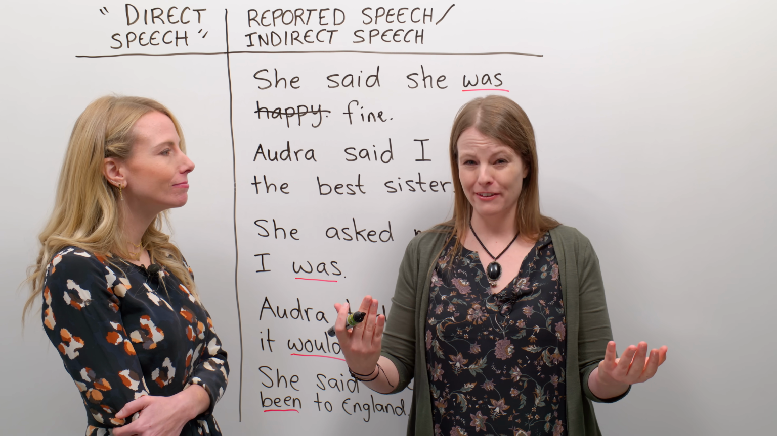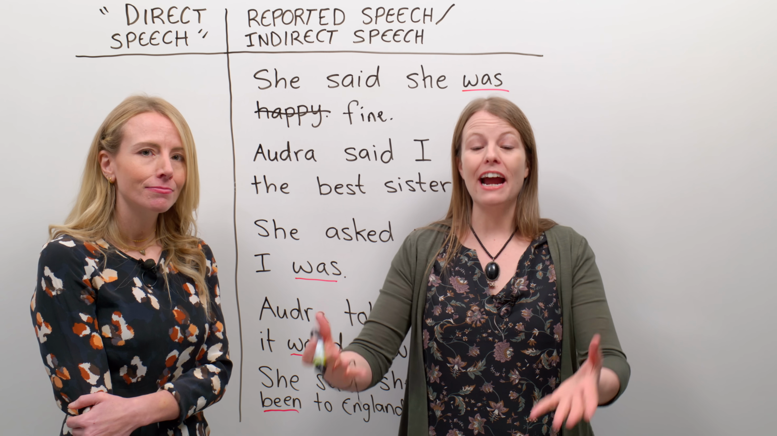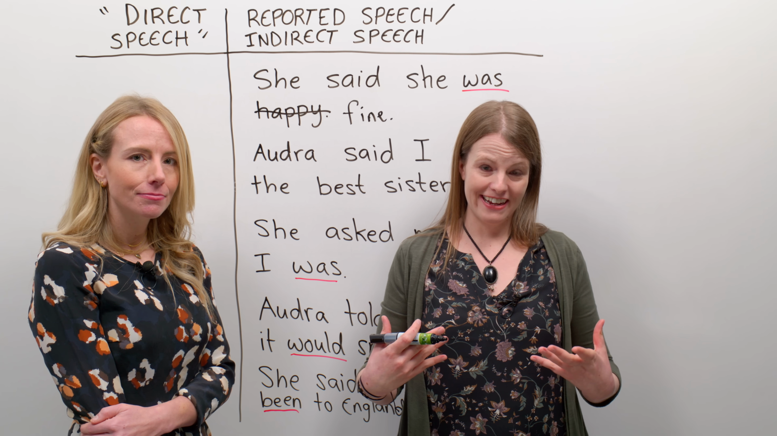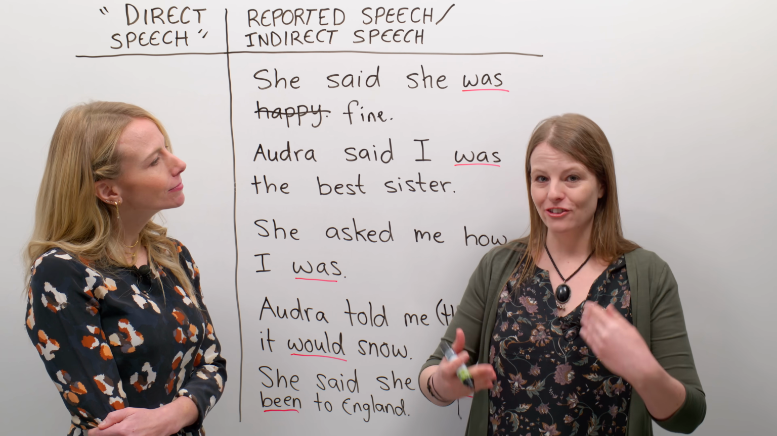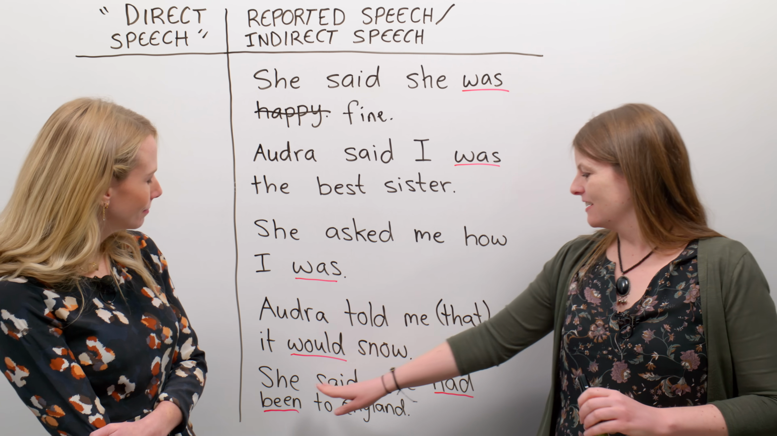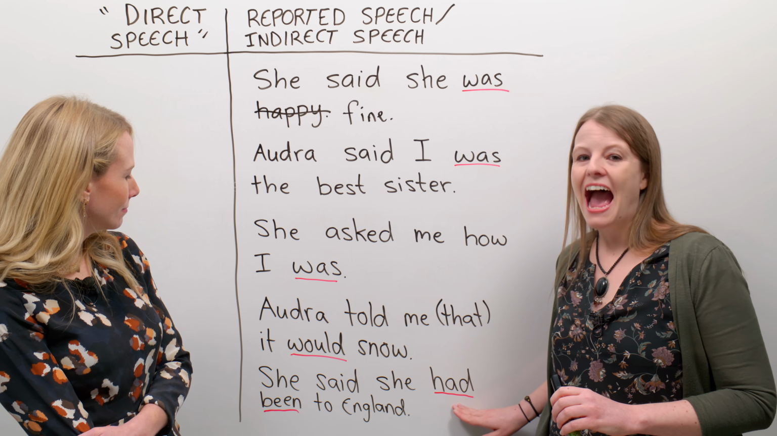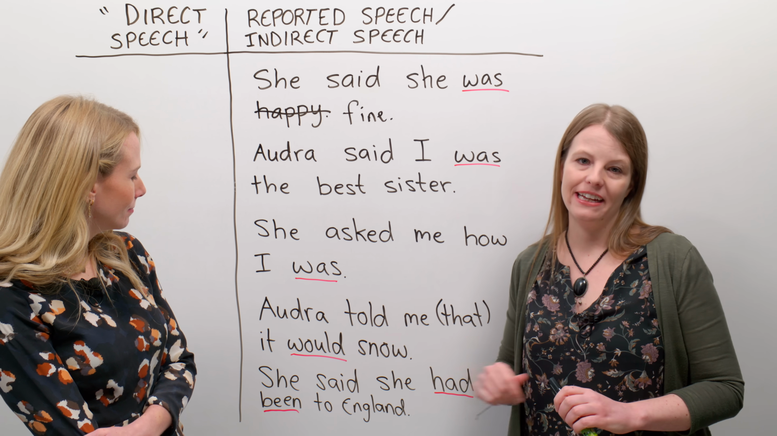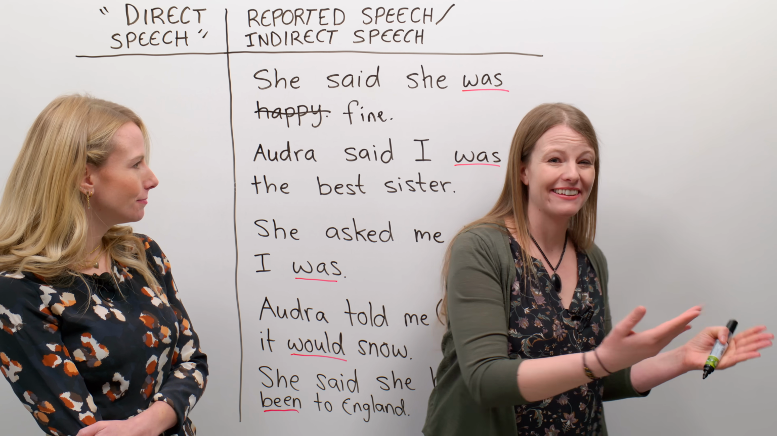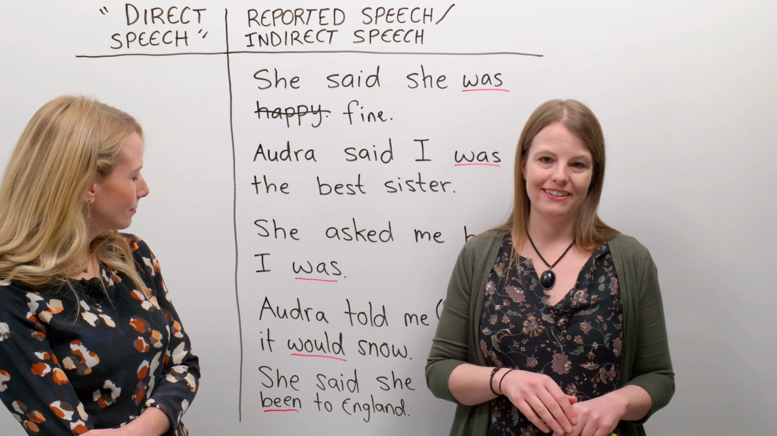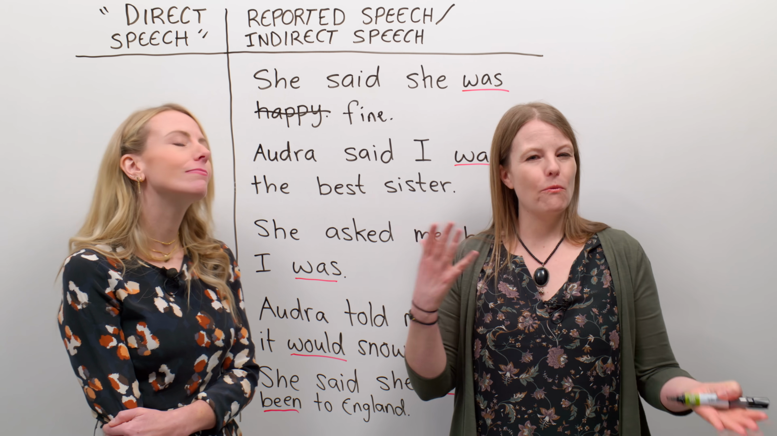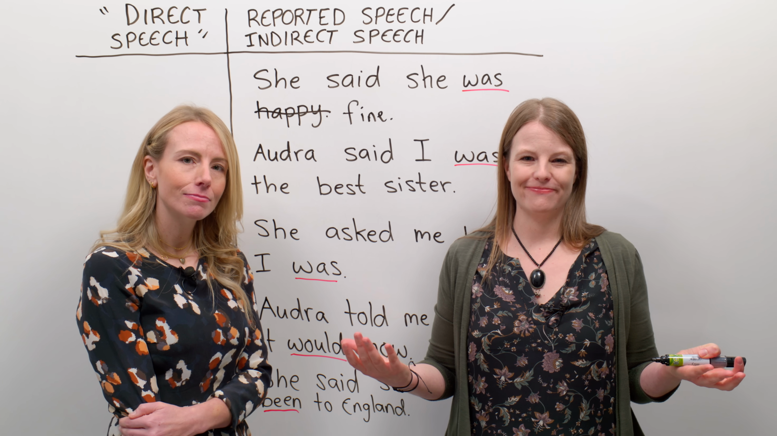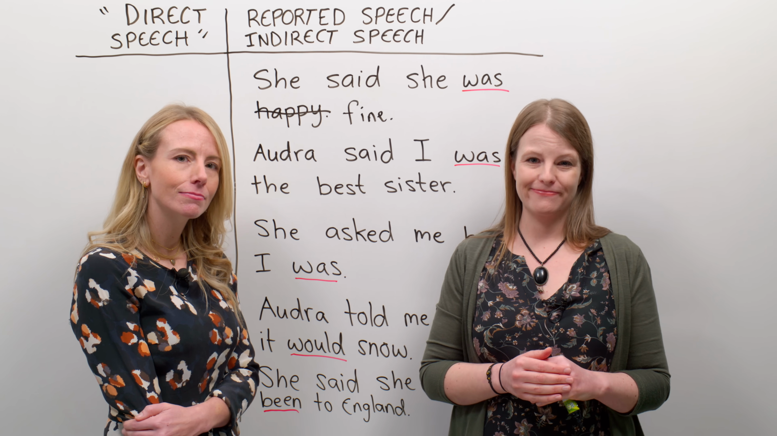She's using the present perfect tense. So when I report what Audra said, I have to change the tense. Audra said she had, so not have, had been to England. So if I'm telling somebody else, I would change the verb here. So let's find out how we change the verbs and why we change the verbs.